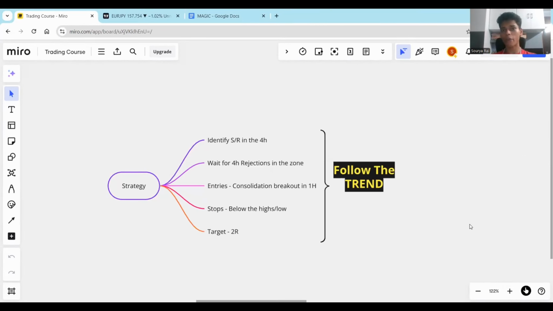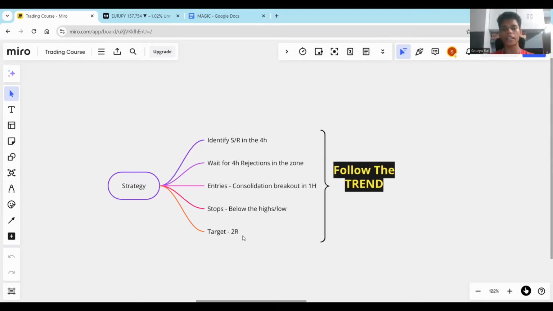But if you ask me the strategy I use on a day-to-day basis, which has helped me generate consistent withdrawals from the markets every single month, I have broken it down into a 5 simple step process which can be used by anyone. The first step in the process is to identify our support and resistance levels in the 4 hourly. Then we look for 4 hourly rejections in these zones. Once we get those rejections in the 4 hourly, we scale down to the 1 hourly to look for our entries. For our entries, we are simply looking for a break of a consolidation and our stop goes above or below the high or low.